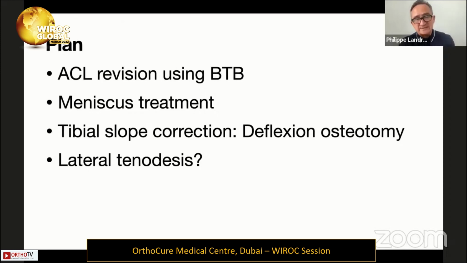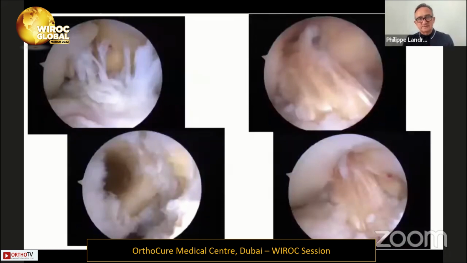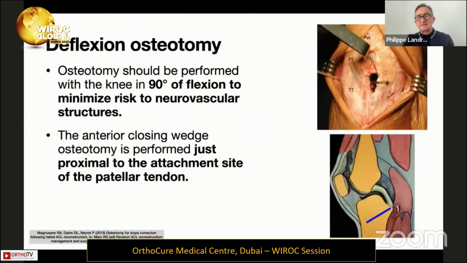We can discuss. In this case, I didn't do lateral tenodesis. It was in the past, and I think now I would do combined lateral tenodesis, but this is something that we can discuss. So the treatment is this one. I do first all the procedure of ACL revision with the BTB graft, and the deflection osteotomy is done later on, okay? So the osteotomy is performed with the knee at 90 degrees of flexion to minimize the risk to neurovascular structures.